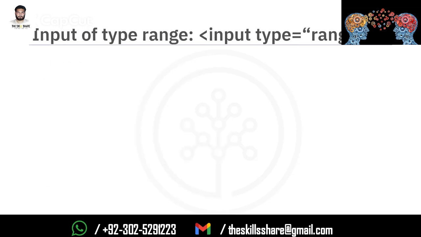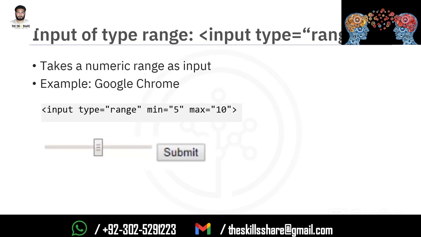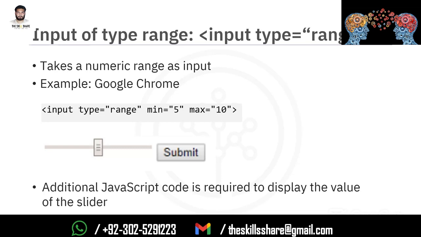The input type equals range takes a numeric range as input. The example shows the number selector in the Google Chrome browser. Only the numbers in the range of the minimum and the maximum are available for selection. The range attribute displays a slider with a range of values between the minimum and maximum. Only the slider itself is shown. Additional JavaScript code is needed in order to display the value of the slider.